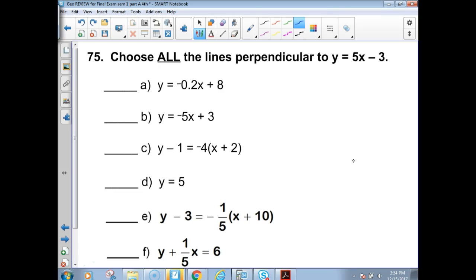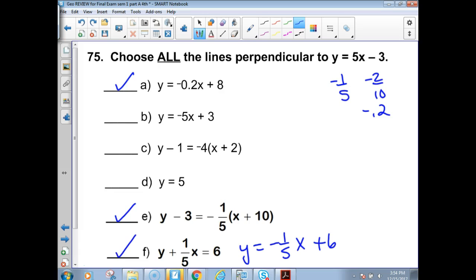(75) says choose all lines perpendicular to this line. The lines perpendicular to this line with a slope of 5 would be -1/5 slopes. -1/5 is also -2/10, which is -0.2. So this first one has a slope of -0.2, so it is a line perpendicular. This is just -5, that's -1/5. This one, slope's -4. This is just a horizontal line. This one has the right slope, -1/5, so E is a good one. And this one, if you were to solve for y, you would subtract 1/5 x from both sides, so it is also perpendicular.